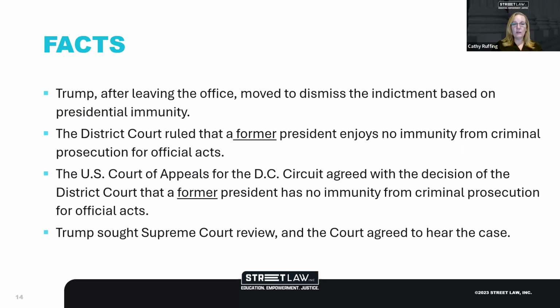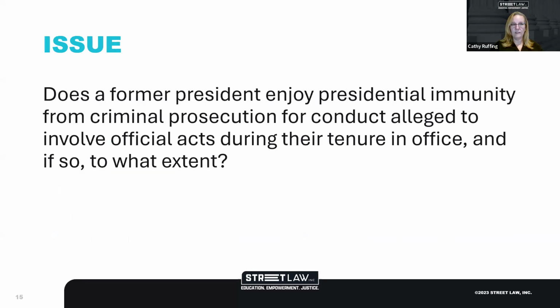Trump moved to dismiss the indictment based on presidential immunity. It went to DC court, which ruled that a former president enjoys no immunity from criminal prosecution. It was then appealed to the U.S. Court of Appeals for the DC Circuit, which reached the same decision, that there was no immunity for criminal prosecution. So Trump sought Supreme Court review, and the Supreme Court took the case, which gets us to the issue in this case.